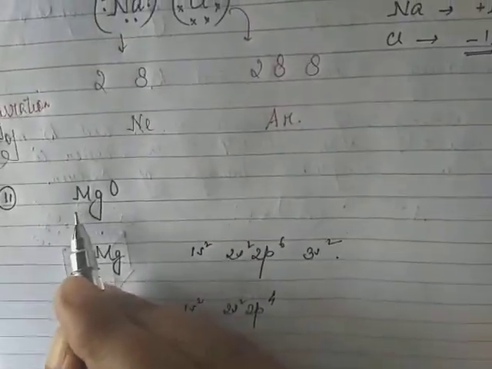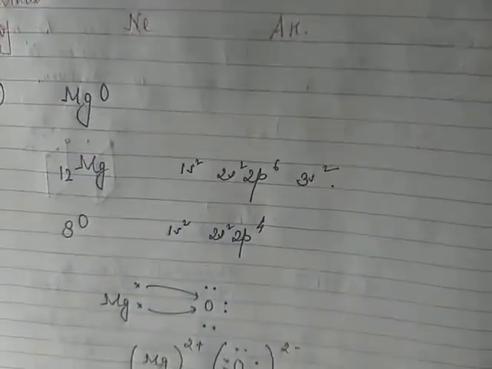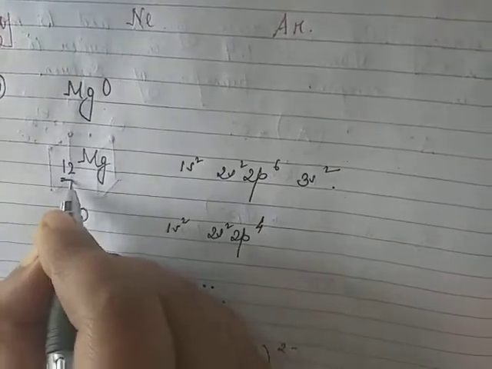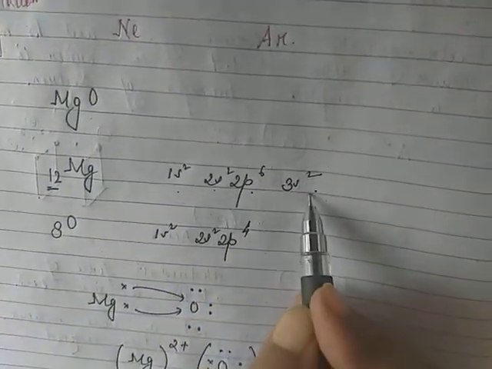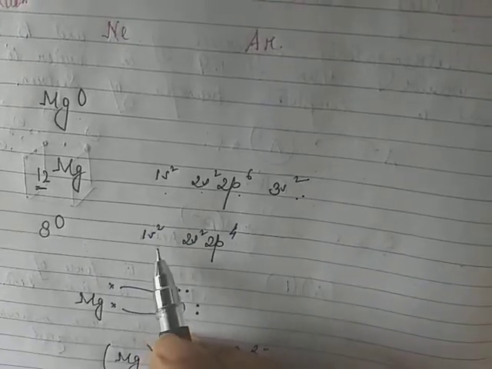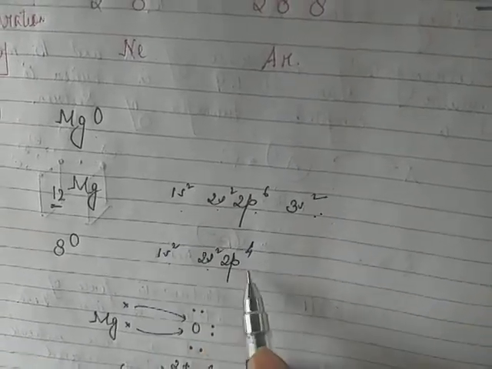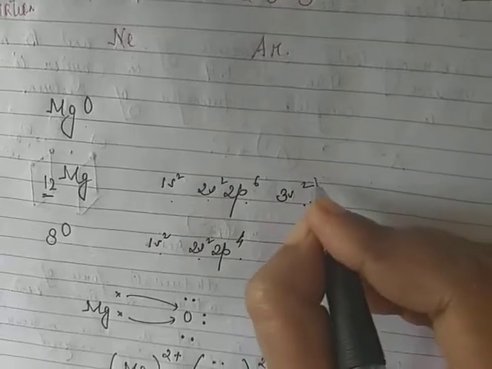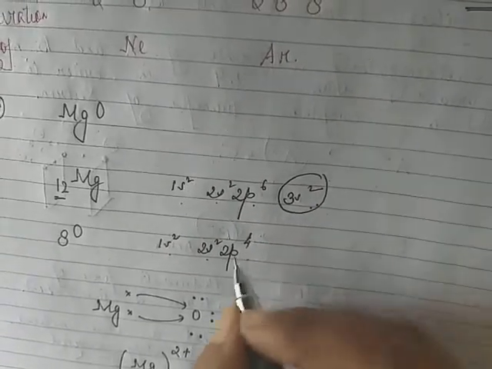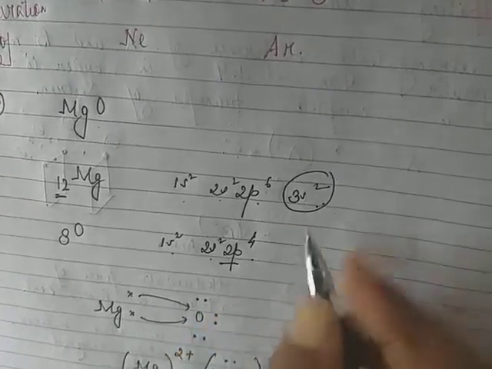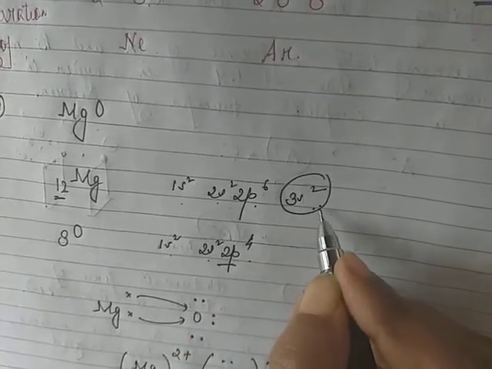Let's see the formation of magnesium oxide. Magnesium has a configuration of 1s2, 2s2, 2p6, 3s2. Oxygen has a configuration of 1s2, 2s2, 2p4. Now for this magnesium, these electrons are extra with respect to neon, and oxygen seeks 2 more electrons to have the configuration of neon.